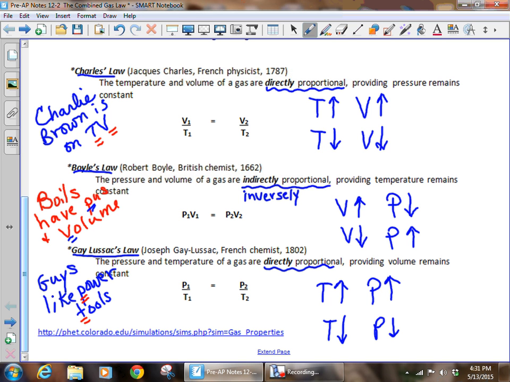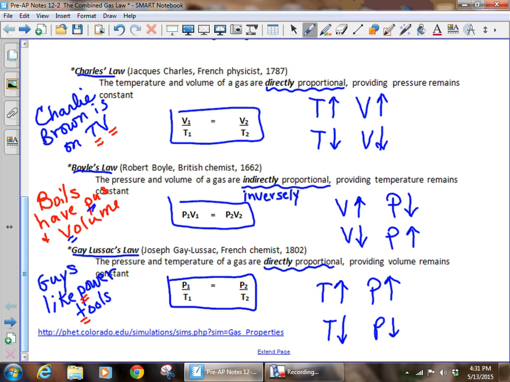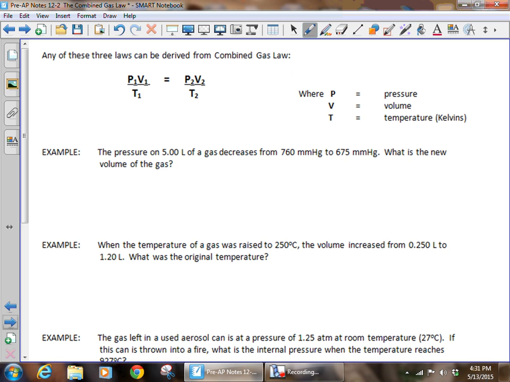Now you don't have to memorize the three equations that go with it. We don't have to memorize these separately from each other. What we can do is to use the combined gas law, P1V1 over T1 equals P2V2 over T2, and we can derive all of the other laws from this. And I'll show you how to do that in just a moment.